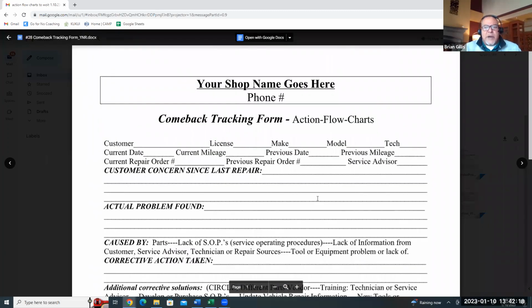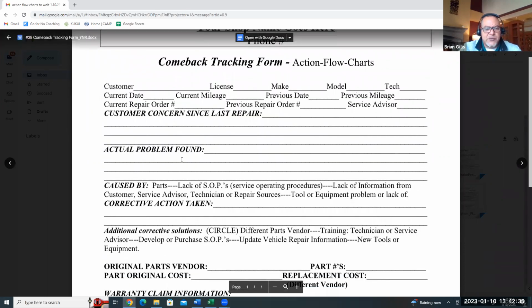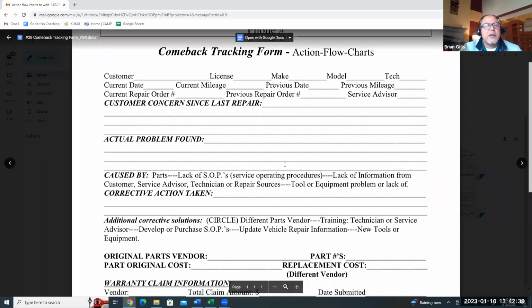So this is a comeback tracking form. Customer, license, make, model, tech, current date, mileage, previous date, previous mileage. Obviously, it's a comeback. Customer repair order, previous repair order, who's the advisor. Concerns since the last repair, actual, I like concern better, but actual concern found.